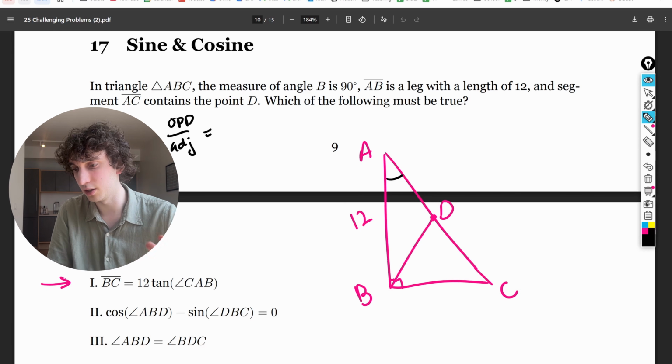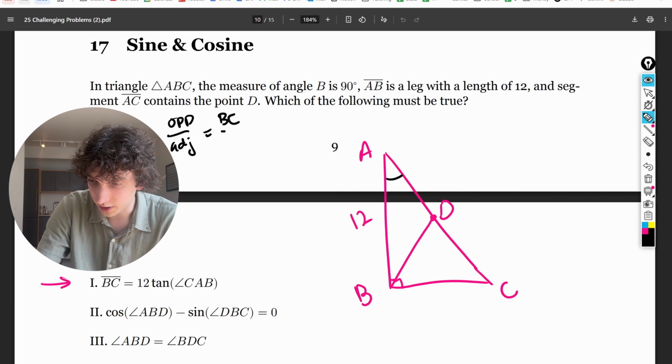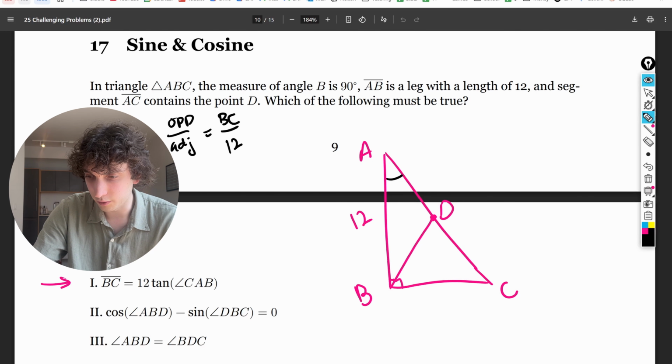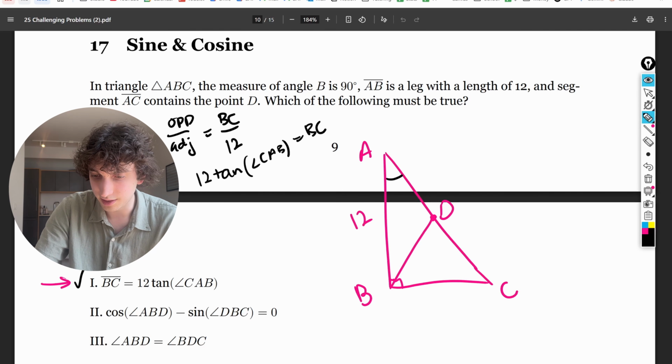Please, if you're watching this video, you better know what SOHCAHTOA is. So the opposite side is the side BC over the adjacent side, which is AB, which is 12. So this means that tangent of CAB equals BC over 12. If we rewrite that, we get that the tangent of CAB times 12 equals BC. So sure enough, this indeed must be true.